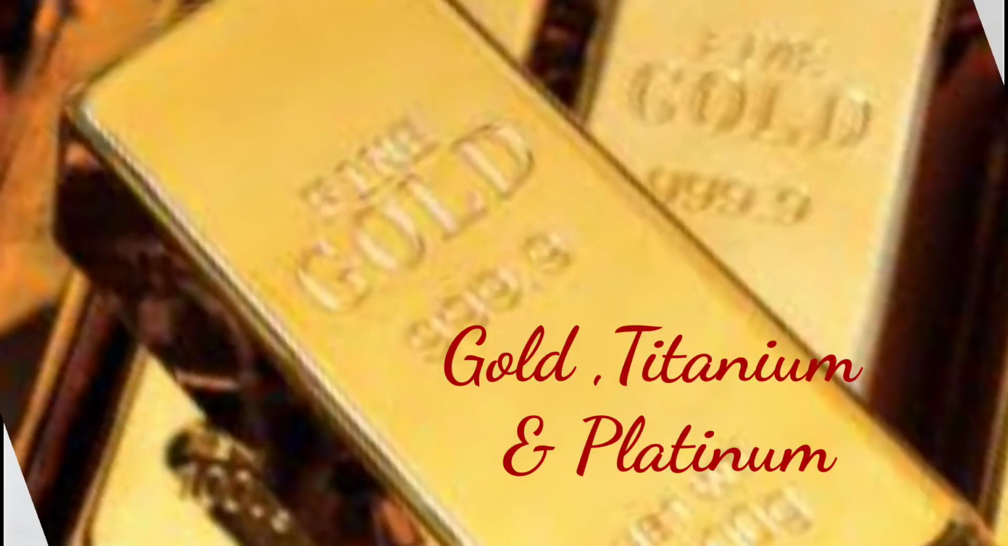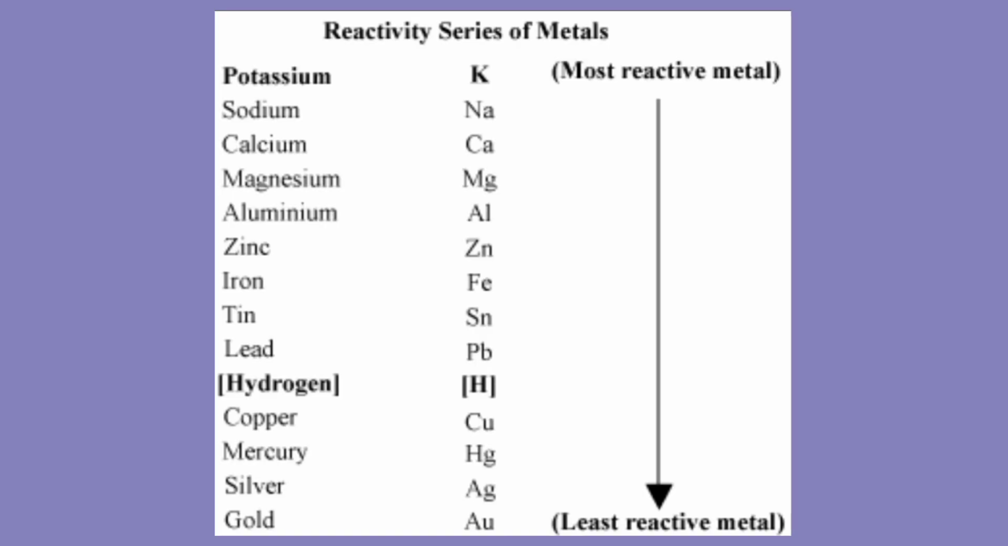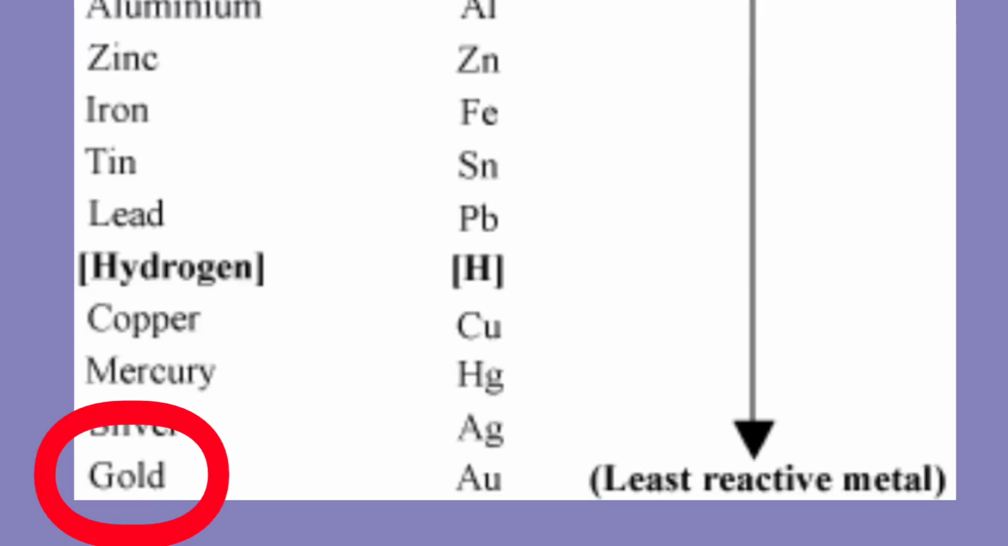In case of gold and titanium, it is found that they do not corrode. If you see the metal activity series, it is found that they are placed at the bottom of the series. That means they are very less active. It is for this reason gold jewelry does not lose its luster.